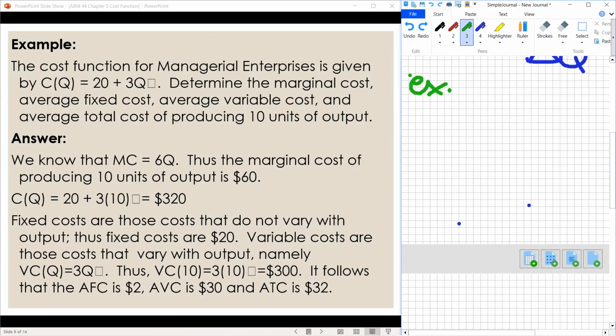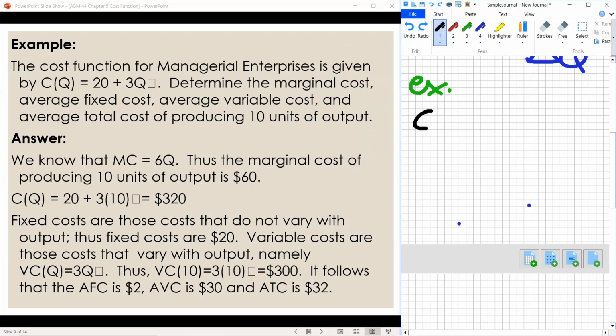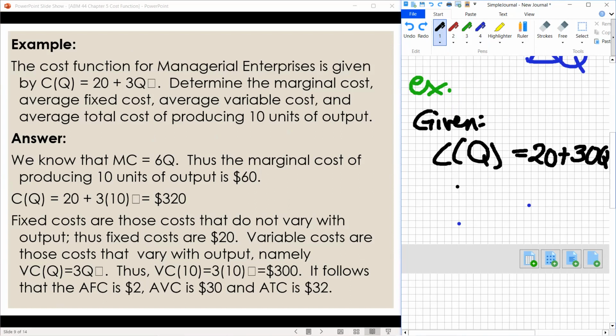Example. We have here, the given would be C of Q is equals to 20 plus 3Q. So I hope that's clear. So inputs, I'll put Q here would be 10 units. So we know that MC is equals to 6Q, thus the marginal cost of producing 10 units of output is $60.